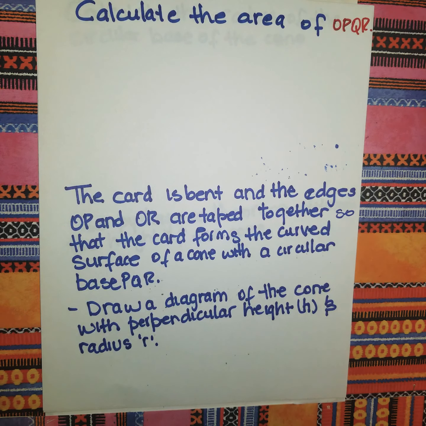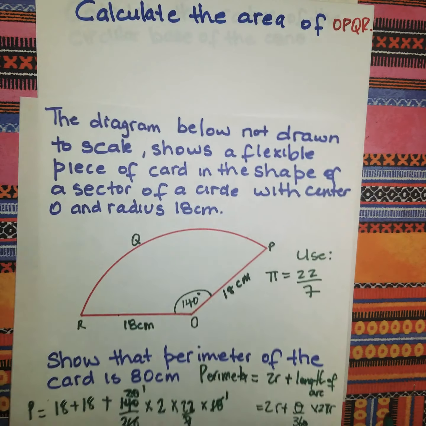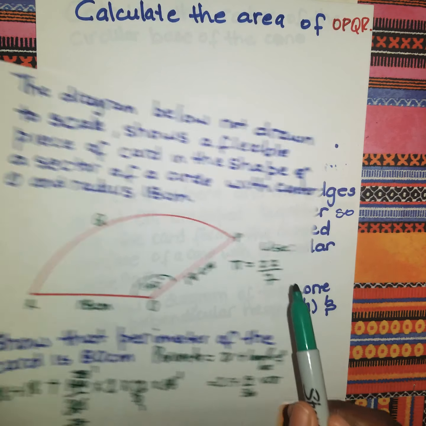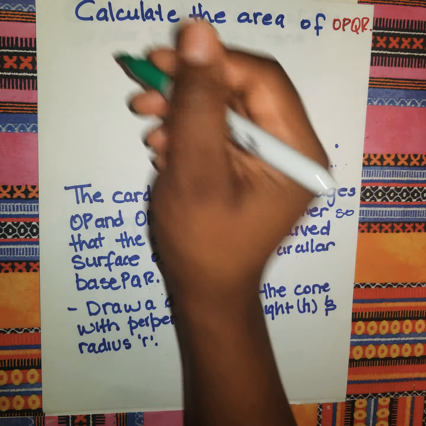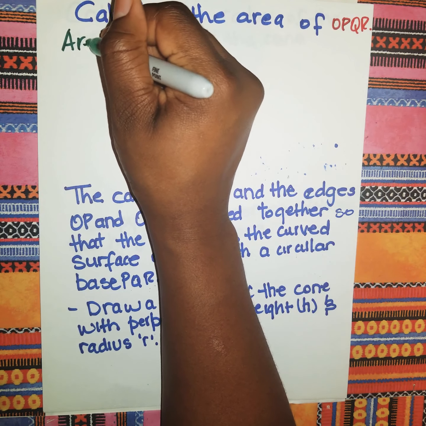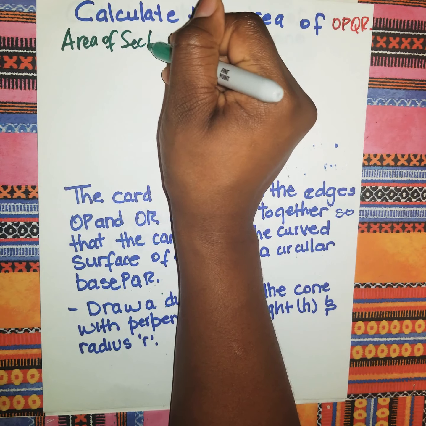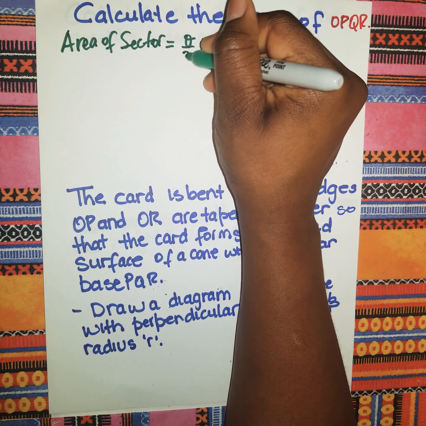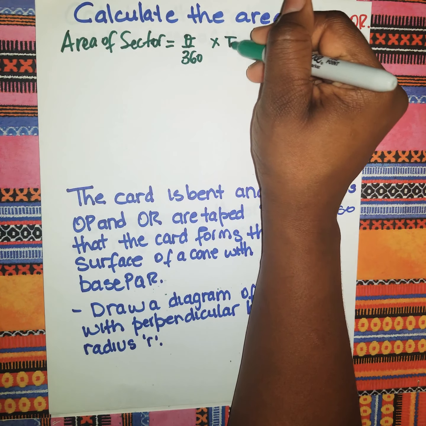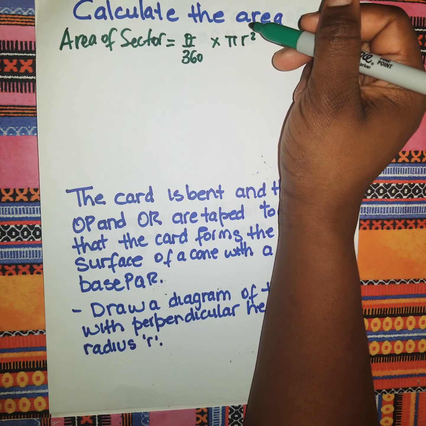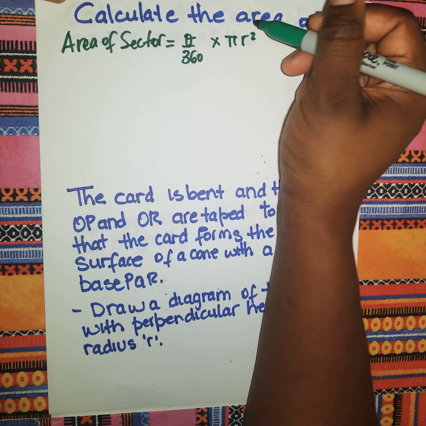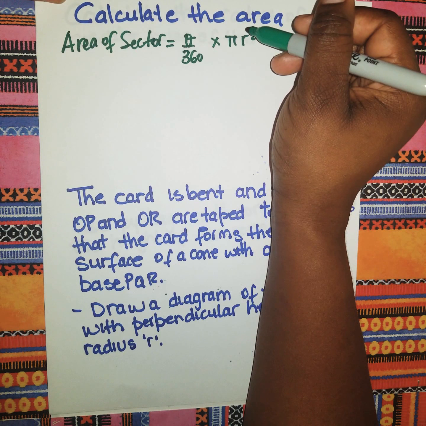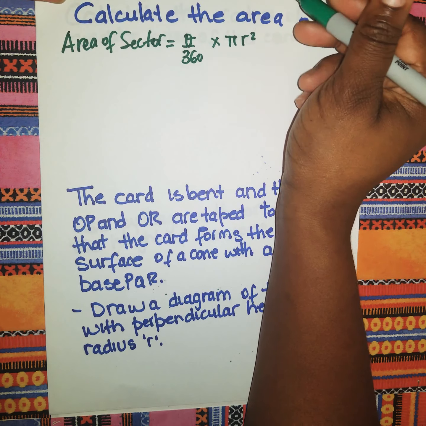So it says, calculate the area of OPQR. I'm going to bring it back so you can see what we're talking about. So OPQR is basically the area of the sector. We know that area of the sector is equal to the observed angle over 360 times pi r square. So perimeter, guys, is the same thing as saying the circumference. Area is area. Perimeter is 2 pi r or pi d, and the area is pi r square.